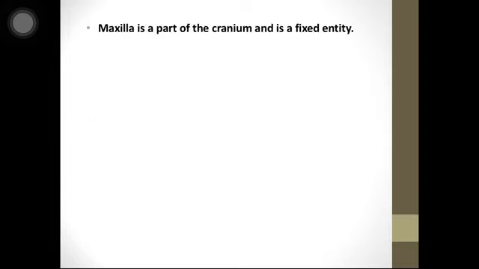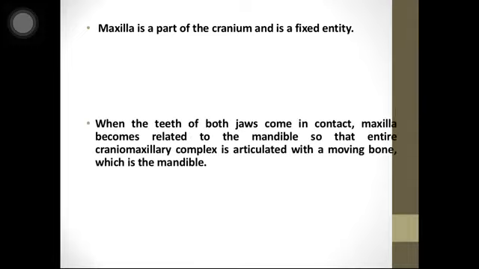So maxilla is a part of the cranium, and it is a fixed entity, and when the teeth of both jaws come in contact, maxilla becomes related to the mandible, so that entire craniomaxillary complex is articulated with a moving bone, which is the mandible. And the whole purpose of transferring this to the articulator is mimicking all these mandibular movements and arranging the teeth and dentures in those regions in which the mandibular movements will augment the support, stability and retention of the denture.